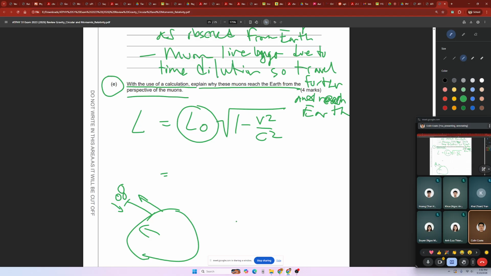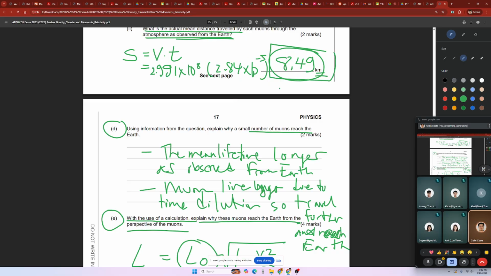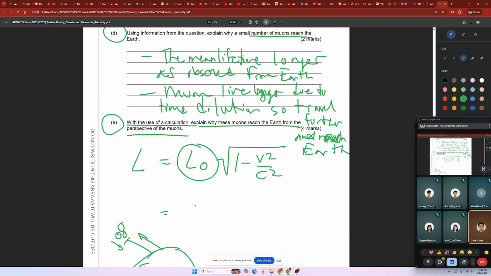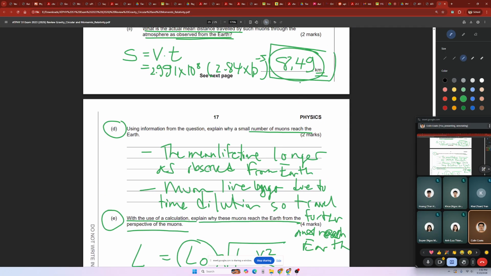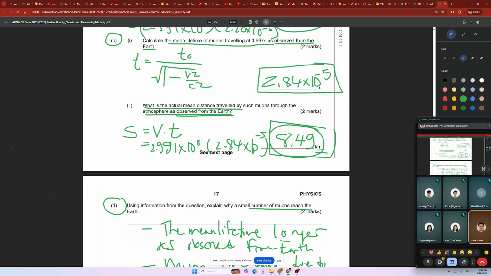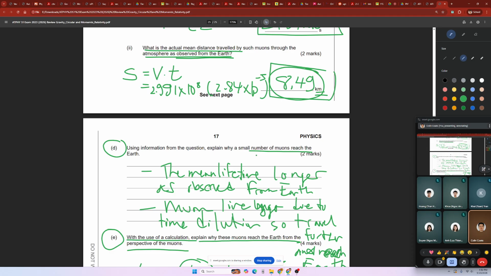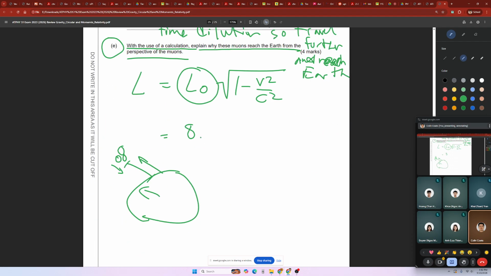So this length now becomes shorter, a length contraction. So what we have in terms of our distance becomes shorter now. I don't know what the original was, 149 something? 8.4 something. Okay, there it is. 8.8494.